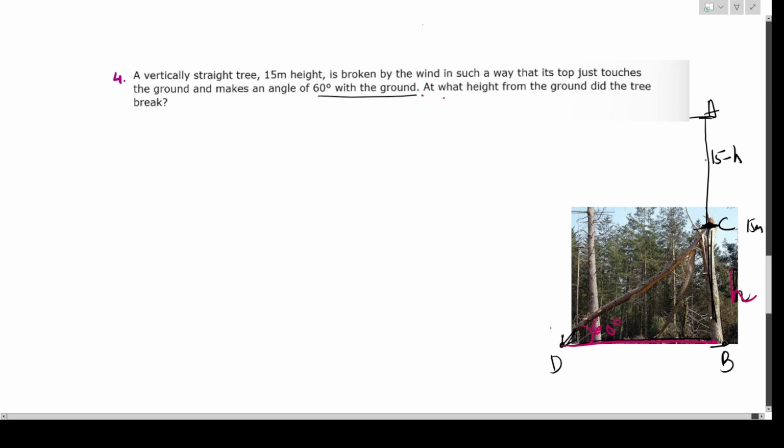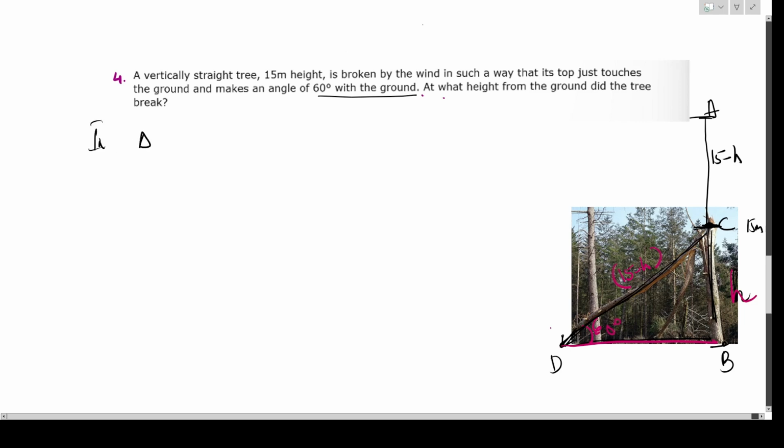In order to find out AC, what we will do? Total minus the part, BC part. So you will get the AC length. That AC part, the broken part, has formed the hypotenuse of this triangle, if you can see. So we will take it as 15 minus h.